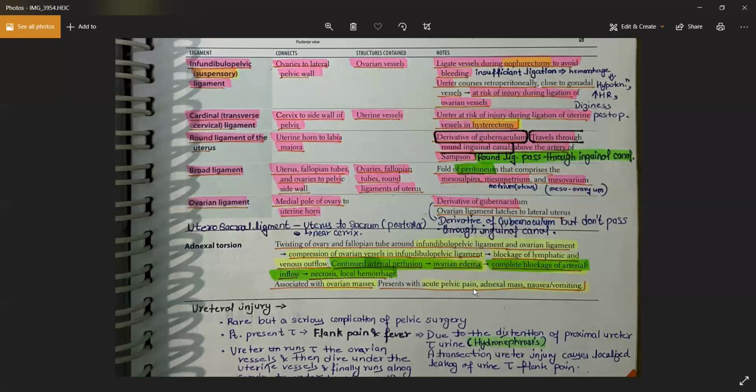So apart from this mass, how can you differentiate this condition from appendicitis? Age. Well, the age of the patient is again very young. Both young patients can have appendicitis as well as this adnexal torsion. What about menstrual bleeding? No such kind of a history is there.